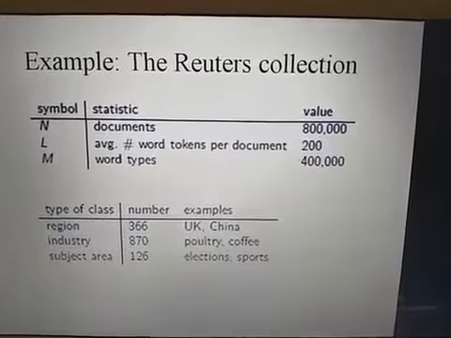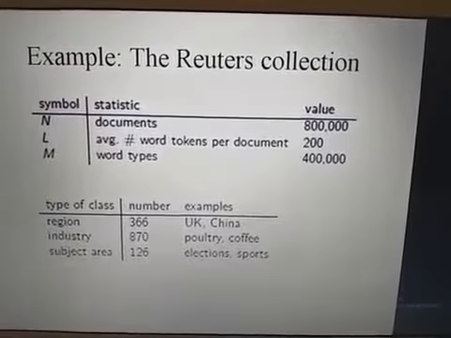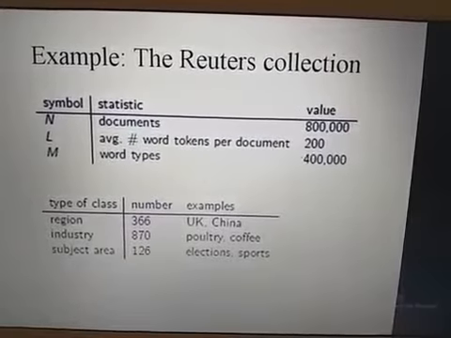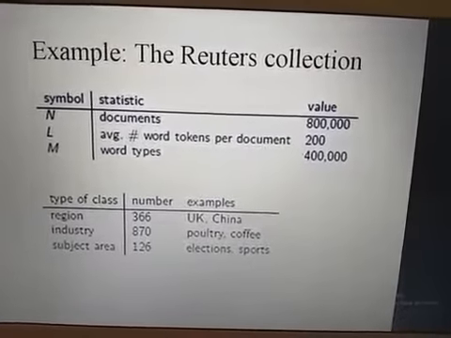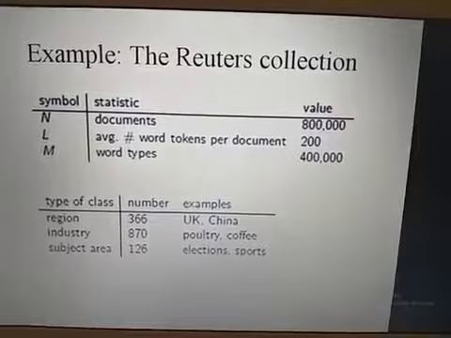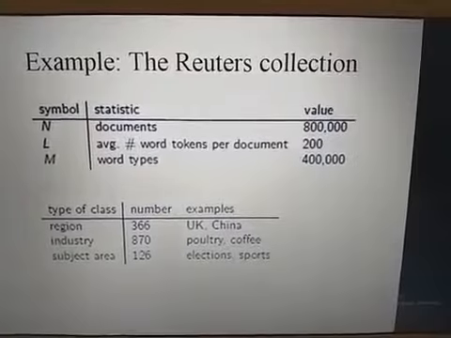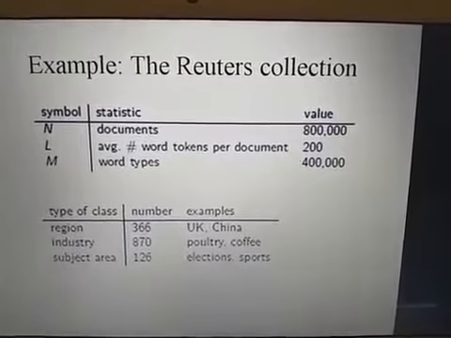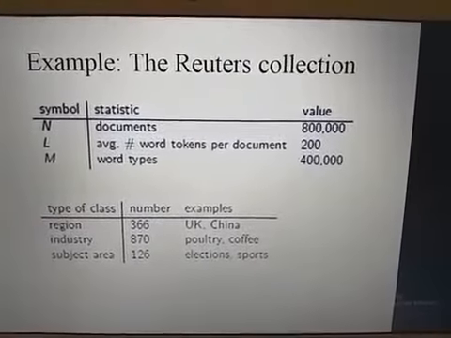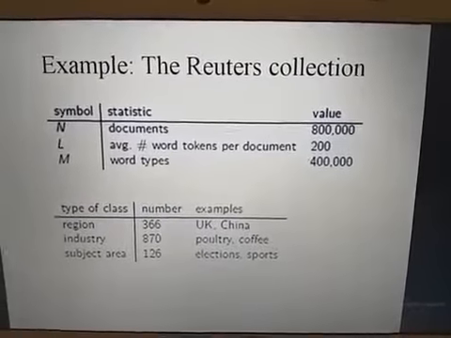Then what are the class types? The types of class are 3, as we have already seen: region, industry and subject area. Under the region class there are 366 documents which belong to UK and China. Similarly, under the industry class there are 870 documents, which hold information on poultry and coffee. Under the third class, subject area, there are 126 documents about elections and sports.